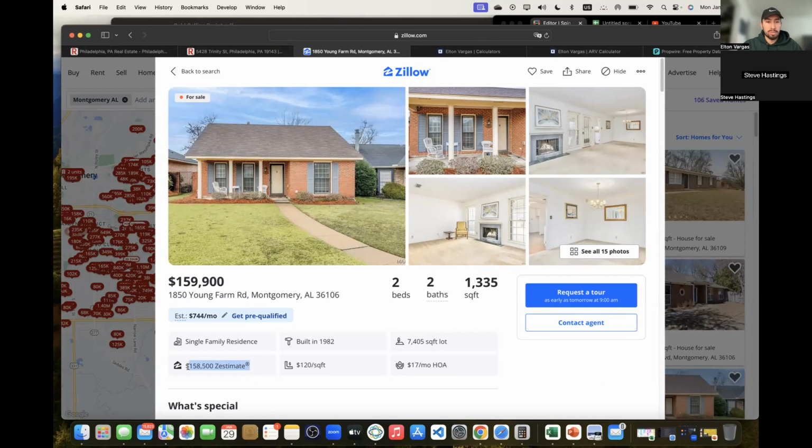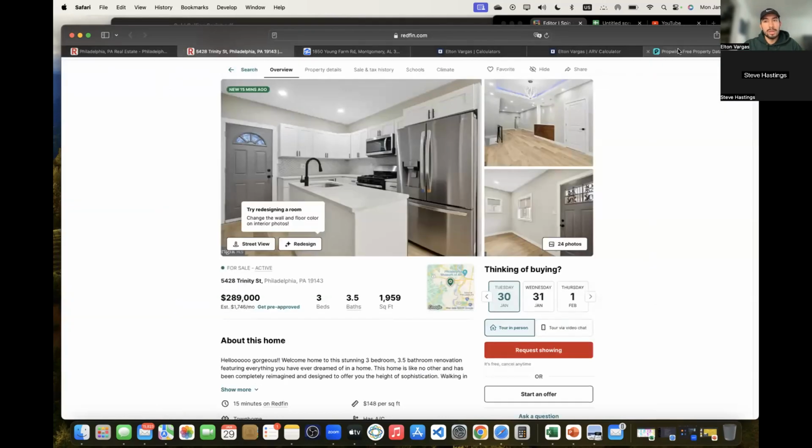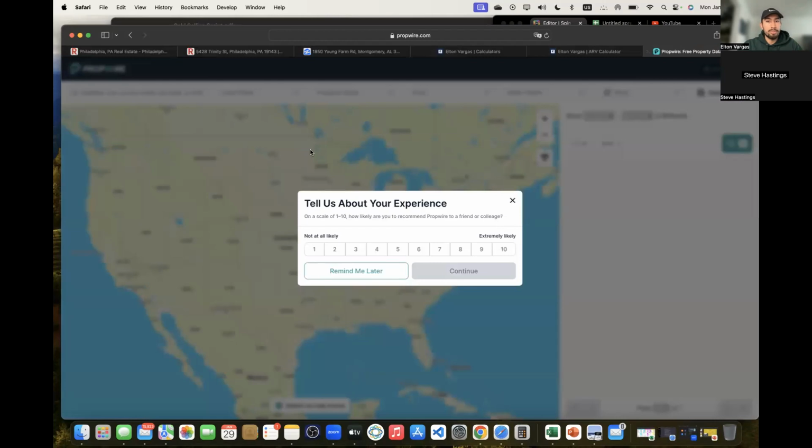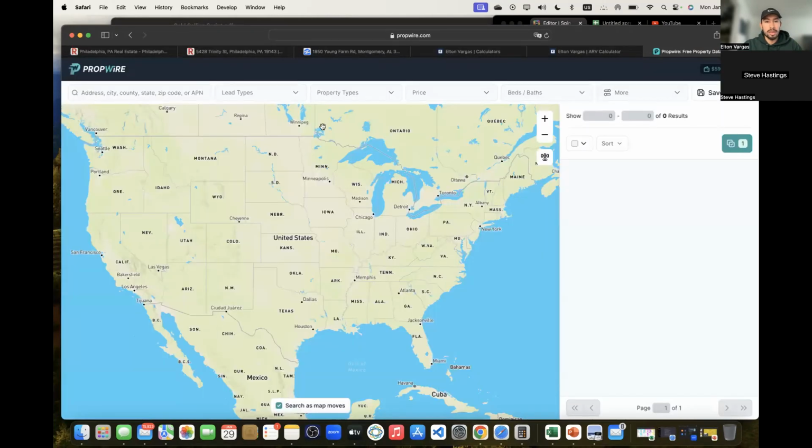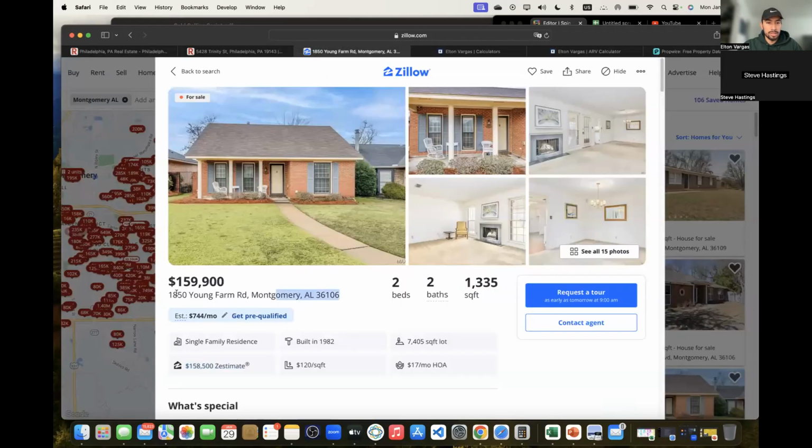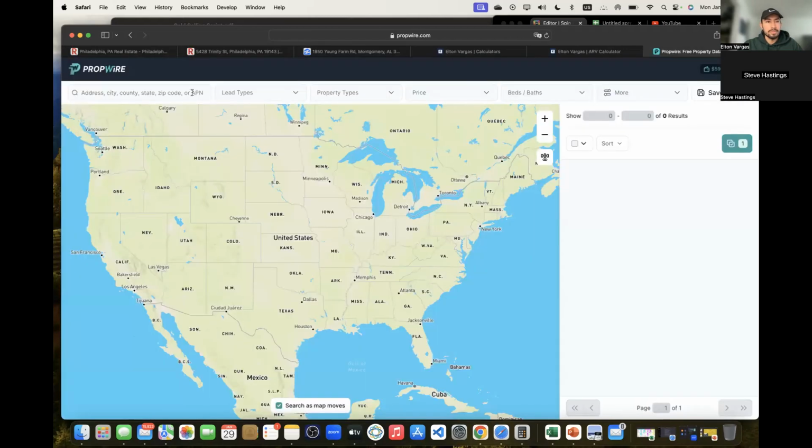You find out how much a property is worth, but do you know how much other properties are selling for in that neighborhood? So again, I always like to question the price, where did it come from? For this Zillow estimate, the majority of the time Zillow will have it. Same thing with Redfin, or as I was mentioning, PropWire. PropWire is a free subscription data analysis tool where you can type in an address. So let's say, for example, this one that we're looking over here in Montgomery, Alabama.